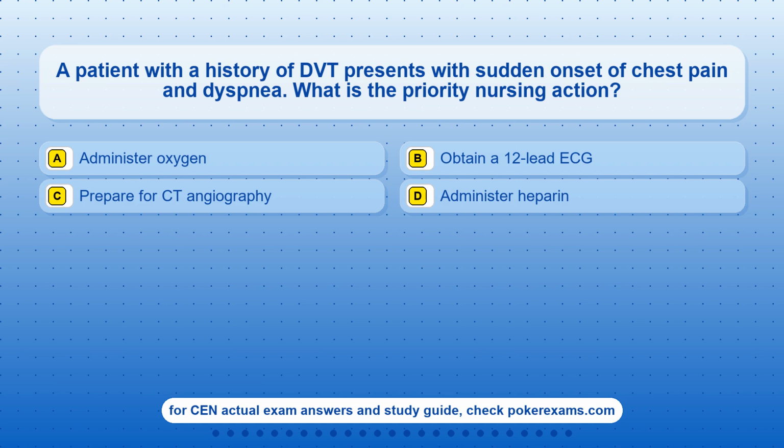Question 4. A patient with a history of DVT presents with sudden onset of chest pain and dyspnea. What is the priority nursing action? Option A, administer oxygen. Option B, obtain a 12-lead ECG. Option C, prepare for CT angiography. Option D, administer heparin.